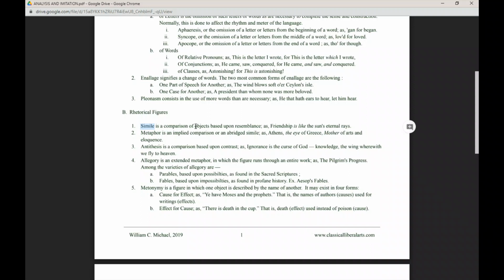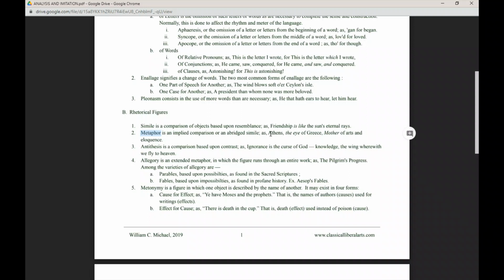It's a comparison that usually uses the words like or as. And they give us an example. Friendship is like the sun's eternal rays. So the use of the words like or as normally identify a simile, a comparison. Metaphor is another kind of comparison. It's an implied comparison. So the comparison is not made explicit. A metaphor is an implied comparison or an abridged simile.